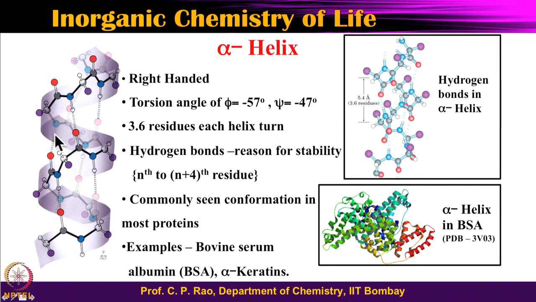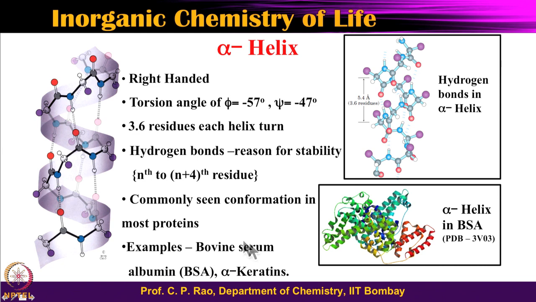In this alpha helix, each helix turn has got 3.6 residues. And there are 14 atom hydrogen bonds in this, if you start counting between the CO and the NH. The hydrogen bonds are shown over there with more clarity here. This is very commonly found in a large number of proteins.